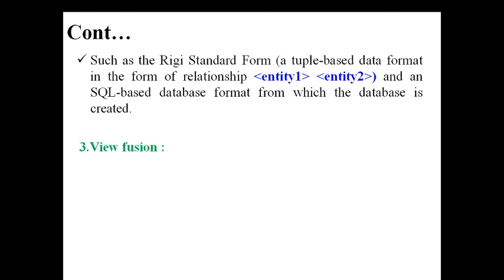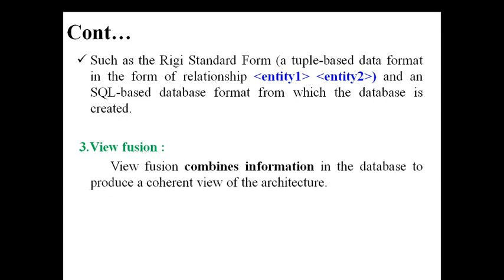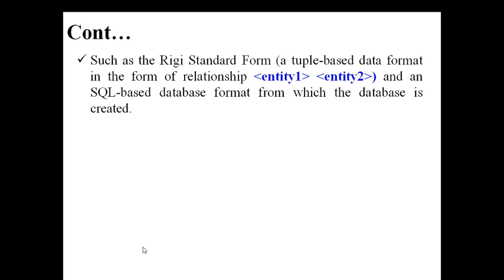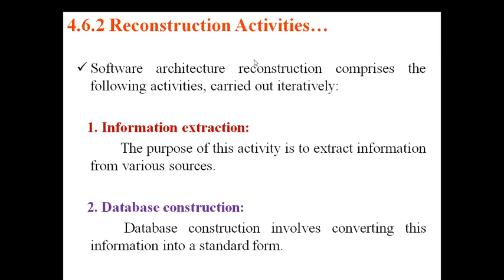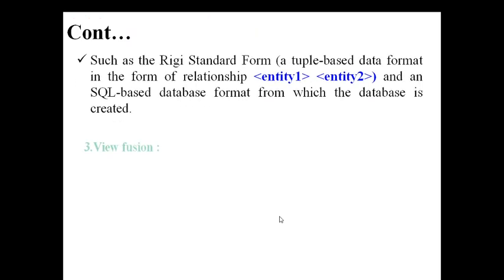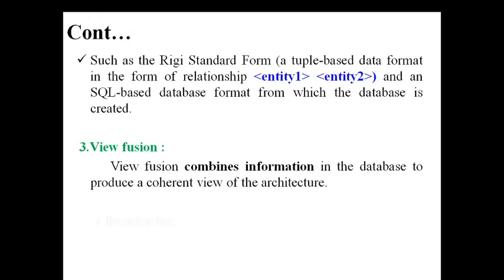View fusion, that is integration. Fusion is a combination, right? We have to integrate all the properties relevant to a project as a single part. So view fusion combines information in the database to produce a coherent view of the architecture. And finally, we start the reconstruction. So how many steps do we have in these reconstruction activities? The first one is information extraction, then database construction, next is view fusion, and finally reconstruction.